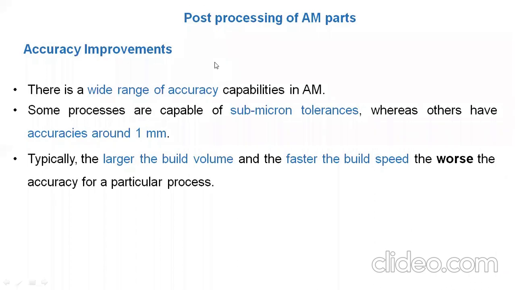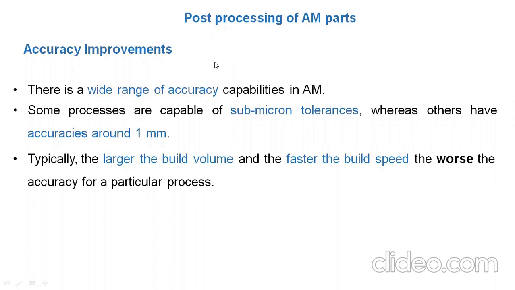There is a wide range of accuracy capabilities in AM parts. You can manufacture the part with high accuracy by using the AM process, no doubt. Some processes are capable of sub-micron tolerance, whereas others have accuracies around 1 millimeter. So you can achieve accuracy by using the AM process up to sub-microns, even nanometers.